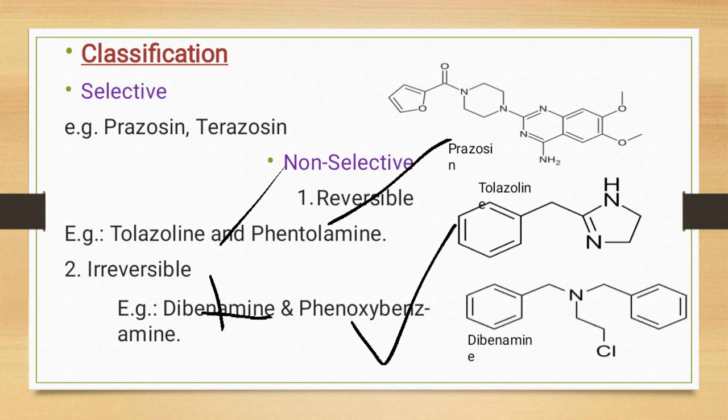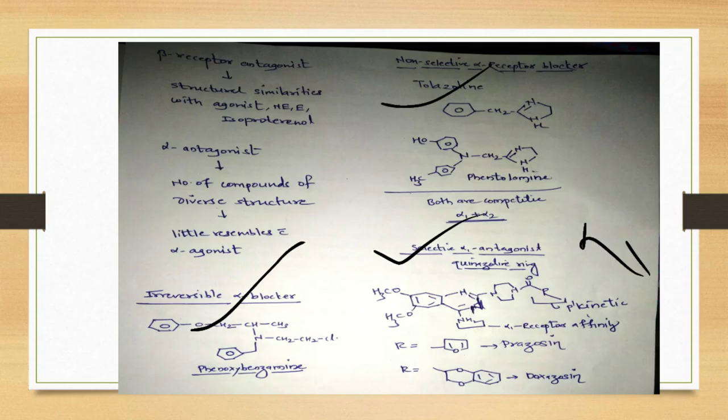Okay, so prazosin and terazosin have similar kinds of structures, only the furan ring is reduced. That is the only difference between prazosin and terazosin. In the case of irreversible blockers, they generally consist of a beta-haloalkylamine type of structure. For example, phenoxybenzamine. On the beta there is a halogen, Cl, so it is beta halo. Two alkyl ethyl groups are present, so it is alkyl, and an amine is present. So the beta-haloalkylamine group is present in this case.